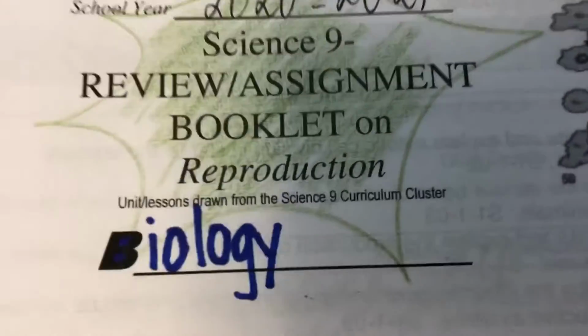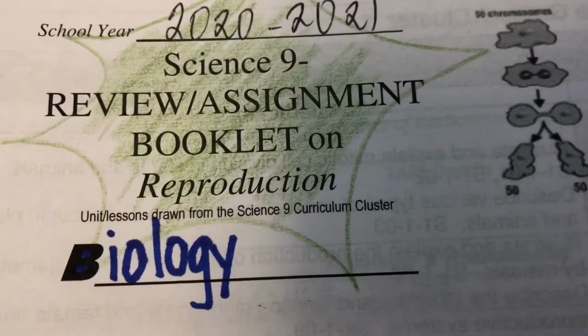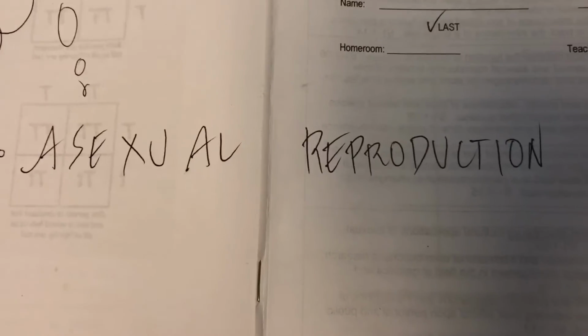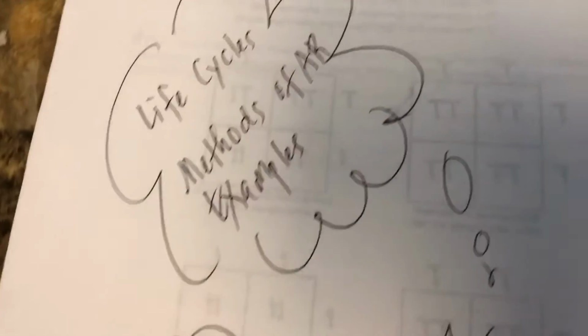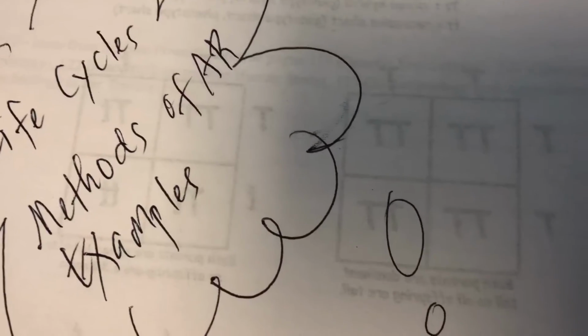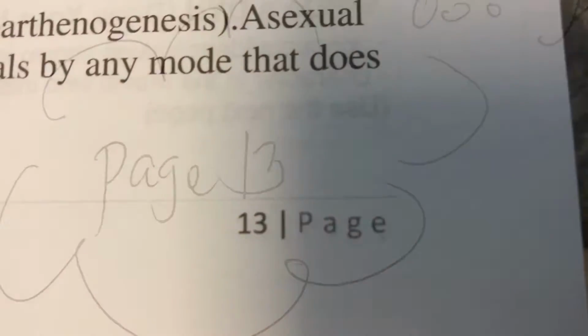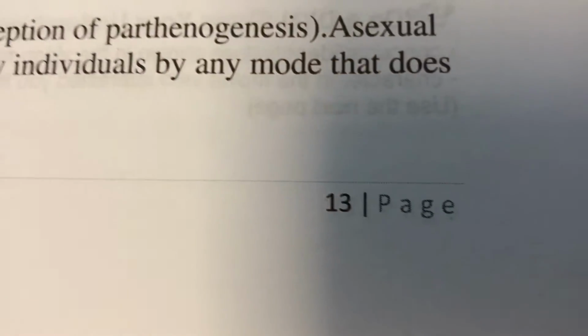Notice that our unit on reproduction would consist of 2 kinds of reproduction. Asexual, meaning you don't need a partner, and sexual reproduction. And for this, you can talk about life cycles, methods of asexual reproduction, examples of it, or you can go to page 13 for more ideas. So what do we have on page 13? Let's jump to the page right away, page 13, and you get to see boxes there, empty boxes.